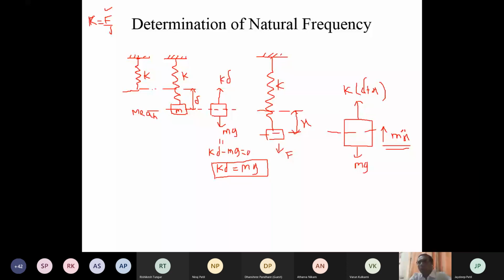Okay. Now what does this DLMS principle say? Equilibrium method says the summation of inertia force plus external force must be equal to 0. I will write here the short form of inertia force.